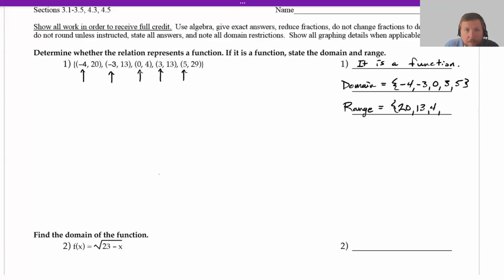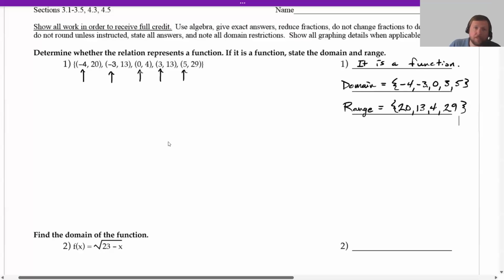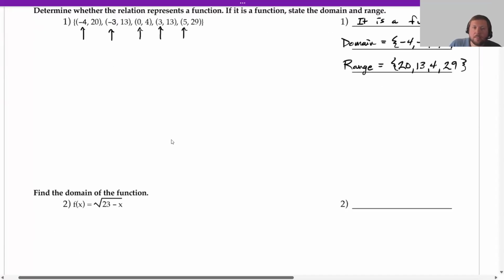4. Now here's something funny. So -3 had an output of 13. 3 had an output of 13. That's fine. But we're only going to write the 13 once, so we don't need to write it again. And in fact, we shouldn't write it again because then that set would not be simplified. So then the last possible output for this function, if I can find where my pen is, 29. So just the list of all the possible y values. Don't list the same one more than once, okay? If you put them in order, that's fine too. You don't need to.